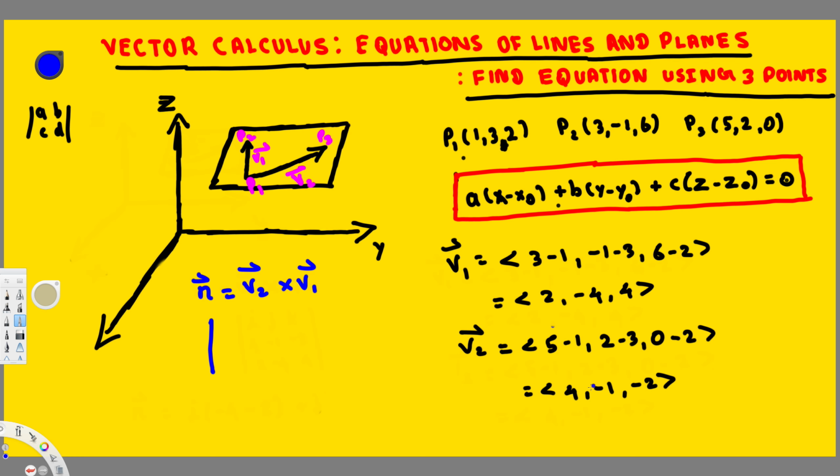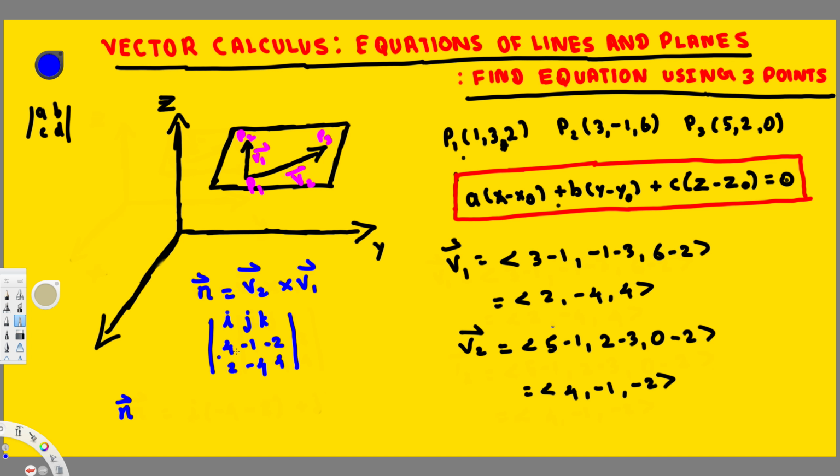So let's arrange v2, that is 4, minus 1, minus 2. Let's put i, j, k first, and the second one is going to be 2, minus 4, 4, right? So this is what we have. Now let's do the cross product.